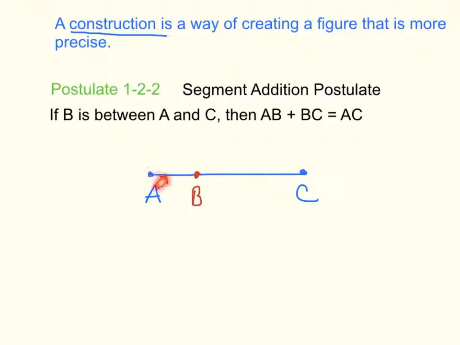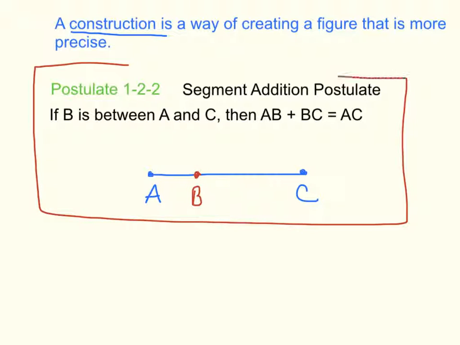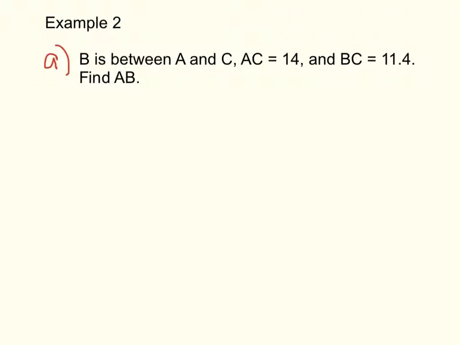You take one segment, you add it to another segment, and that gives you the entire segment. The distance from A to B plus the distance from B to C equals the distance from A to C. This entire thing is called the segment addition postulate. So let's look at the first part of example 2.